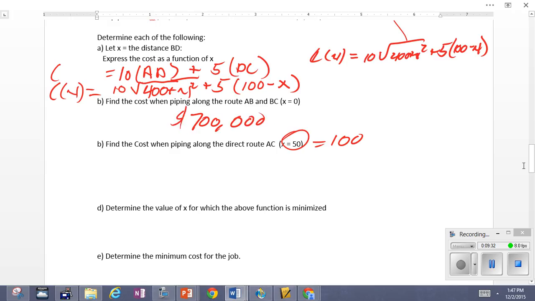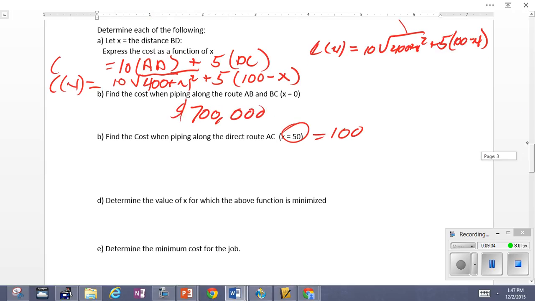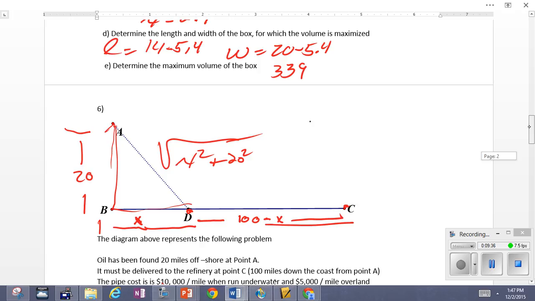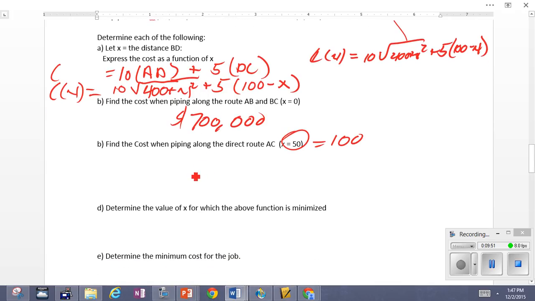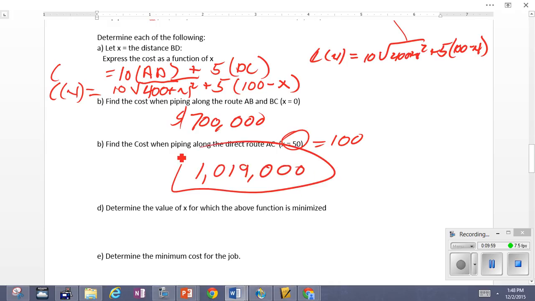The cost of going directly from A to C, that's the most expensive cost because that's totally underwater. So that's at $10,000 per mile underwater. That's going to be quite costly. So that was $1,019,000-something, I don't know, whatever it was, that's fine, leaving it at that.